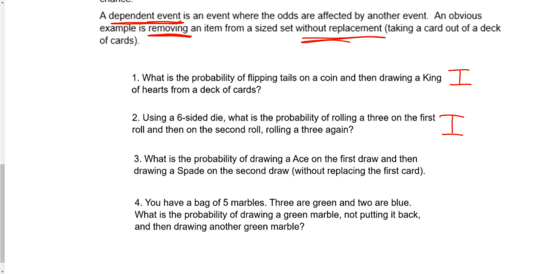What is the probability of drawing an ace on the first draw and then drawing a spade on the second draw? And there's a key word right there. It says, without replacing the first card. That's a huge clue. That is a dependent event.